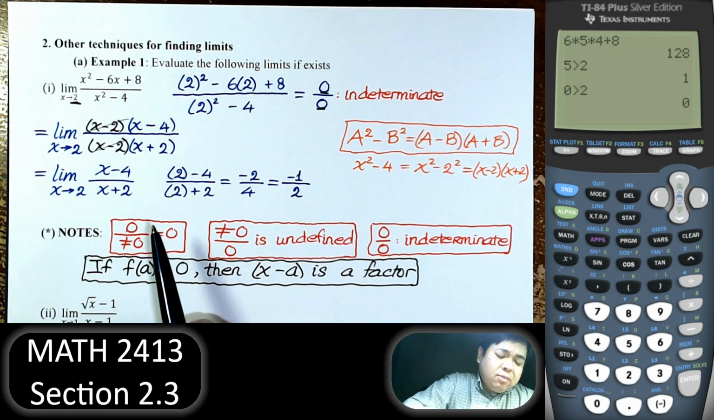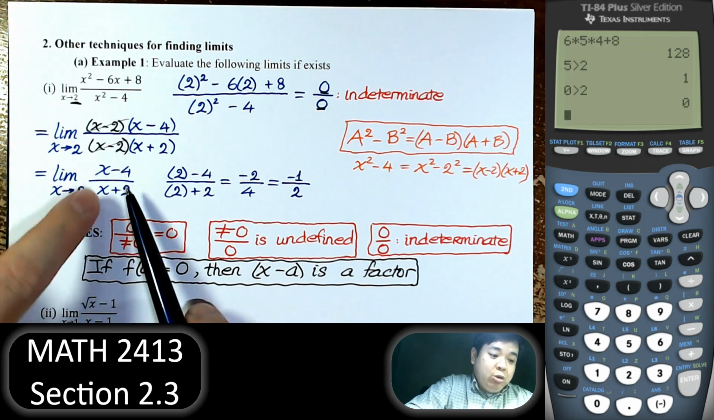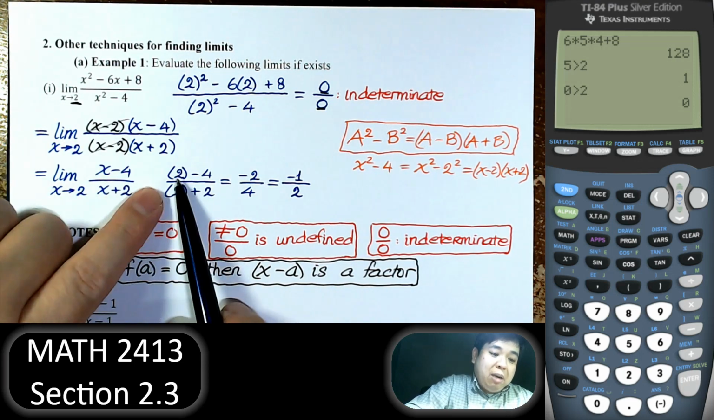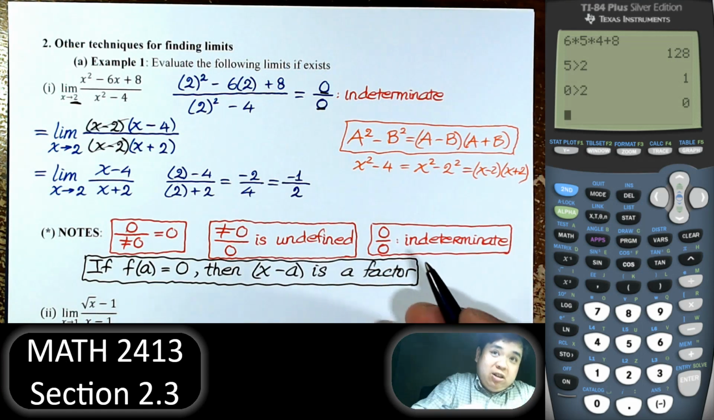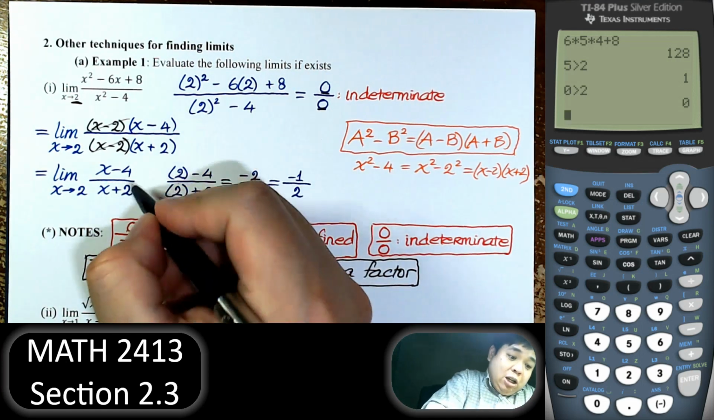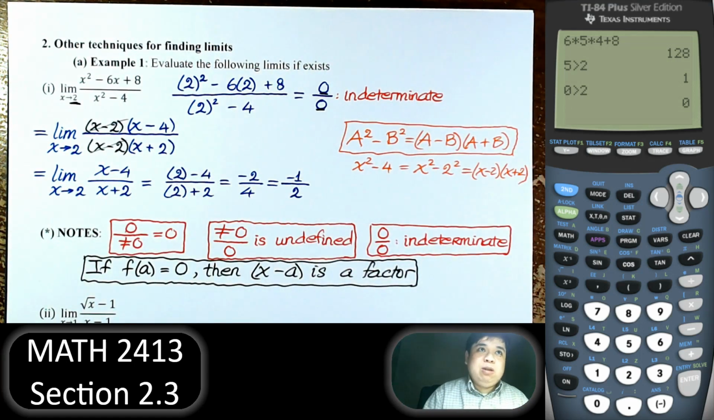So what we are doing is, when we have reduced it into this and put in the numbers, that equals negative 1/2, which is a nice number. By nice I mean it is defined. So we make the limit equal to it. So that's how we find the limit for that problem.